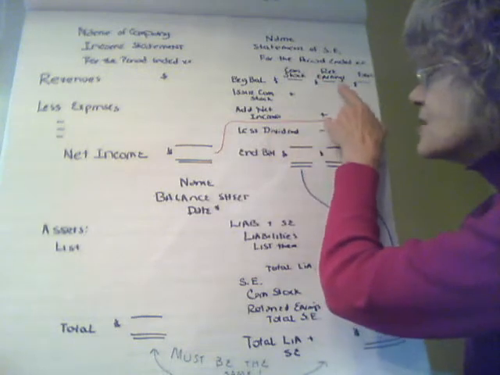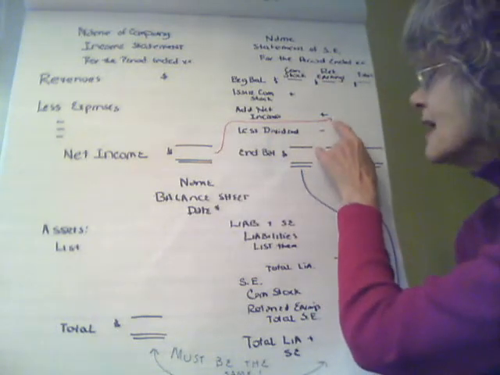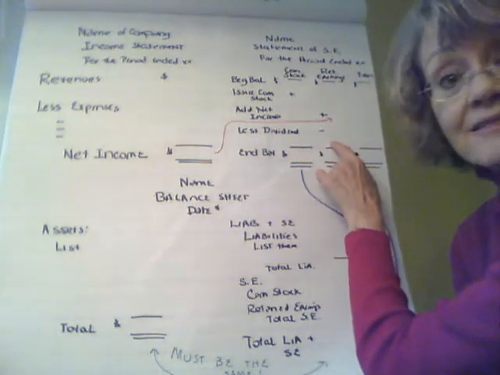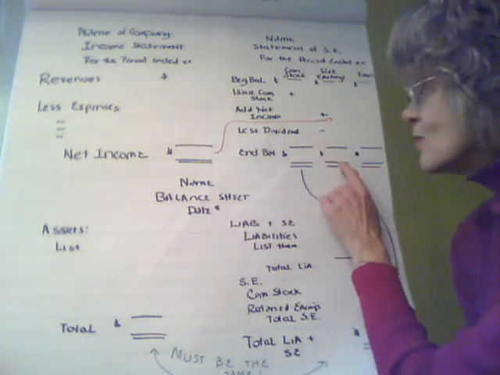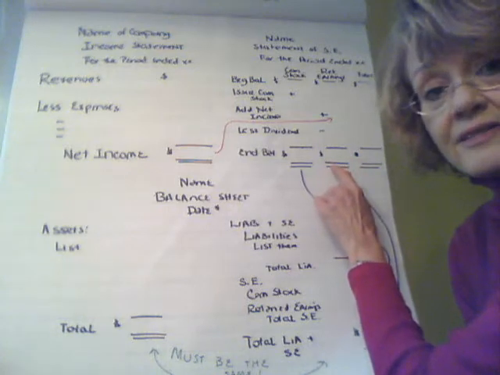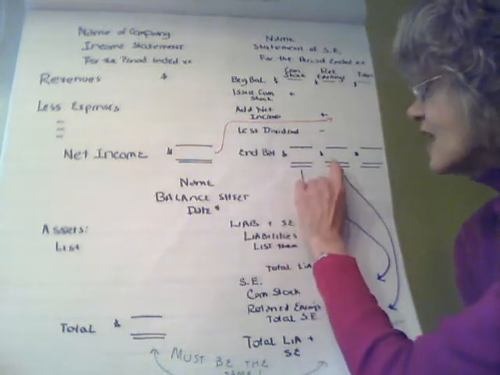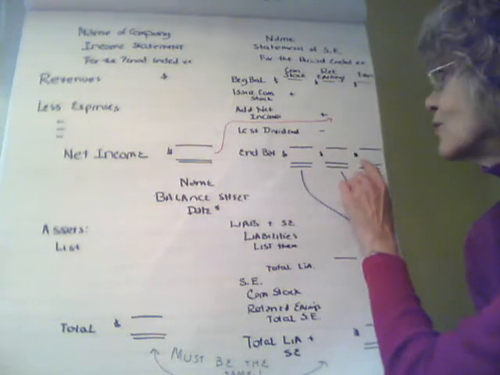Retained earnings then becomes the beginning balance, plus the new net income, less any dividends. Those three things. Of course, you don't have to give dividends. This will give us a new retained earnings. So we have a new common stock, a new retained earnings, and we get totals over here.